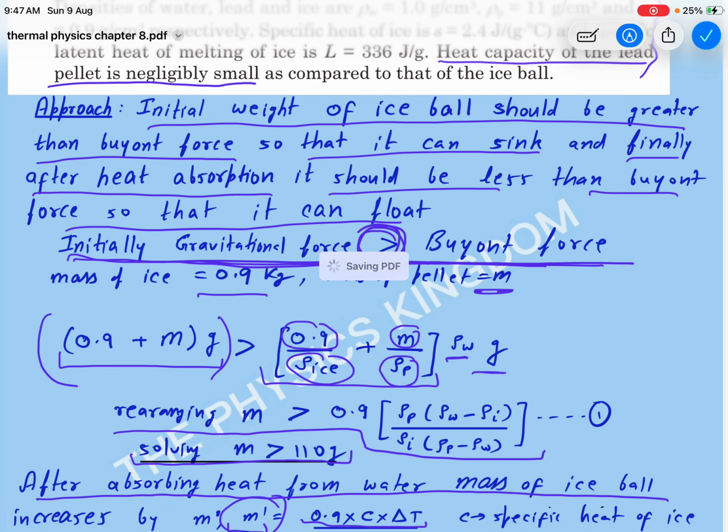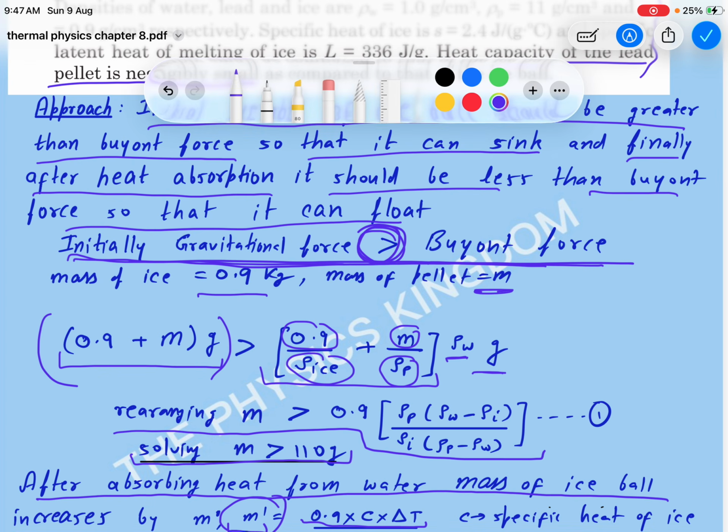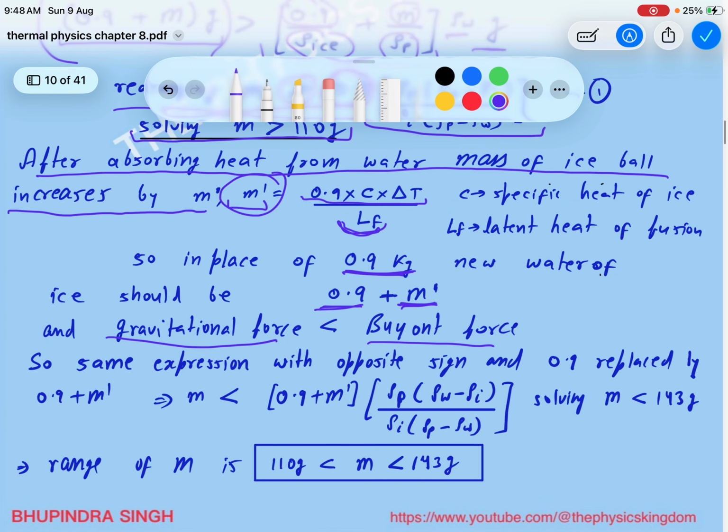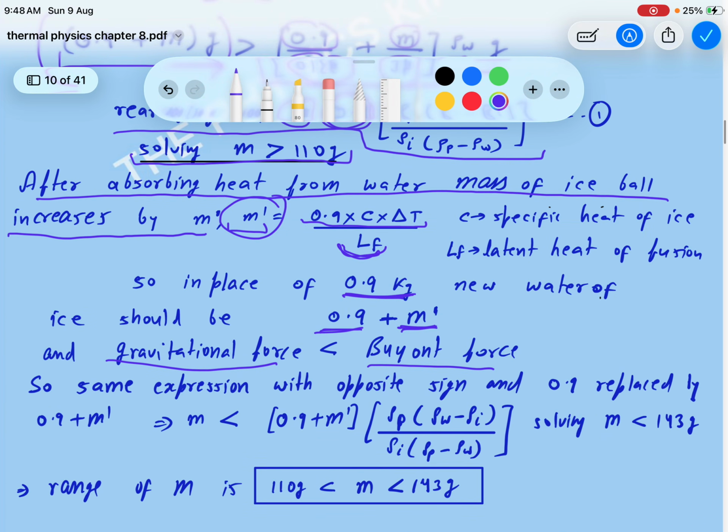This sign is just opposite, and the mass of ice is not 0.9, it is 0.9 plus m dash. So wherever 0.9 is coming, finally you can write 0.9 plus m dash, and this sign you can just change, right? Then you should get this. Or if you want to write separate equations again, then also no problem, the same answer will come. So m should be less than 0.9 plus m dash, into the same expression.